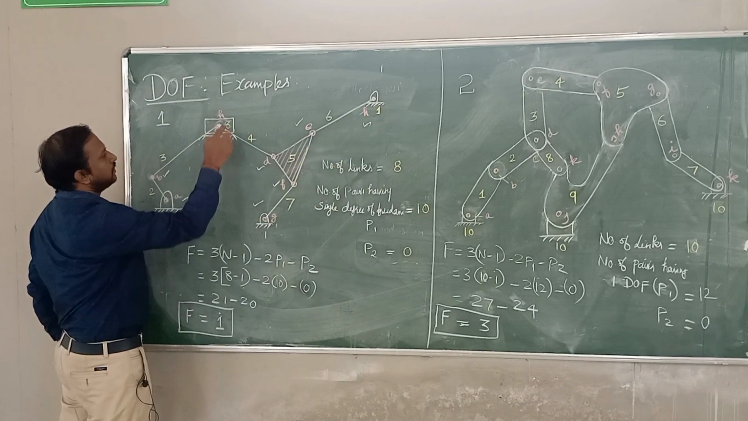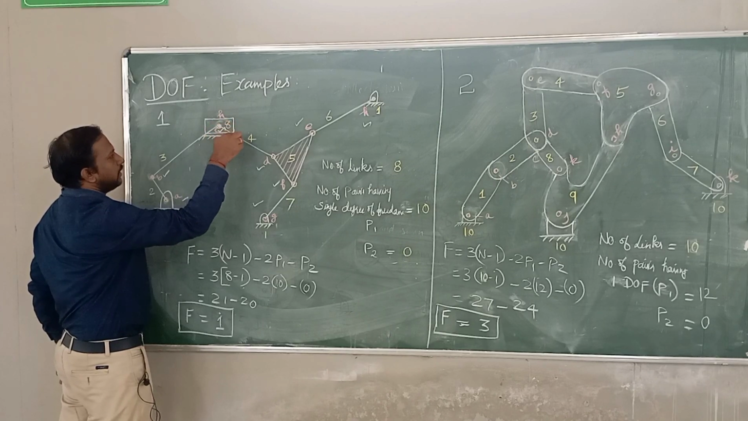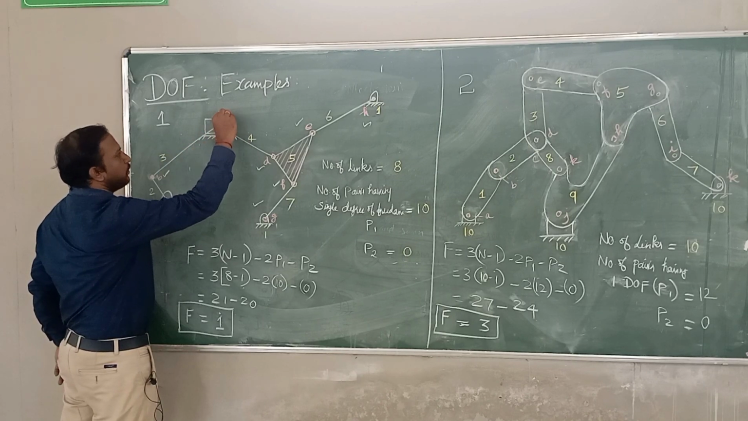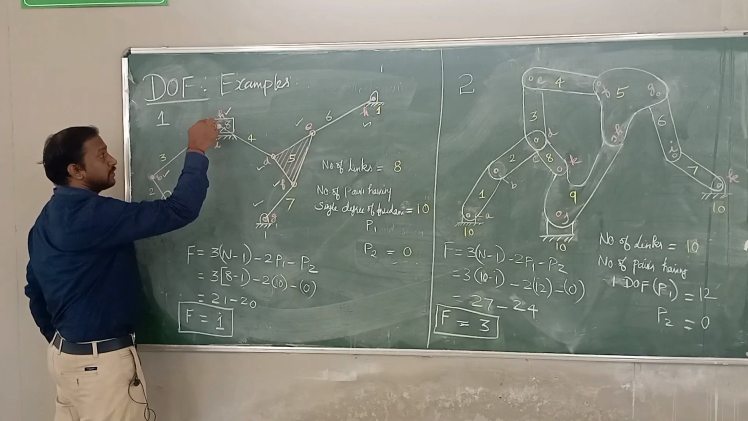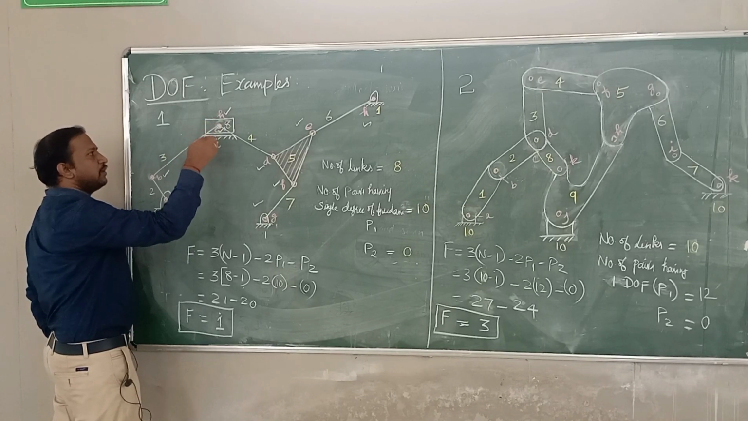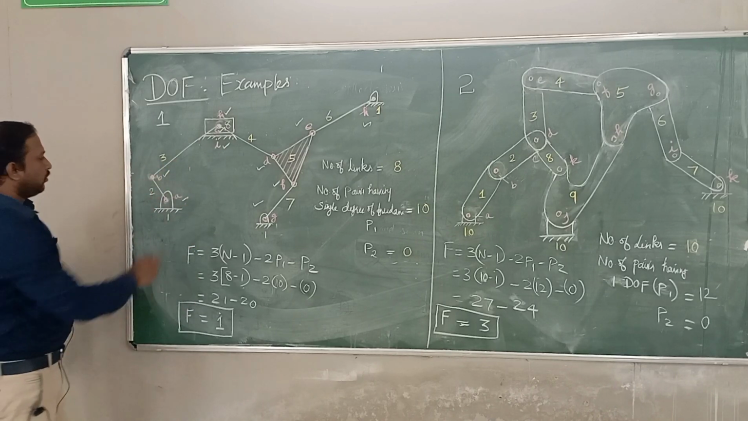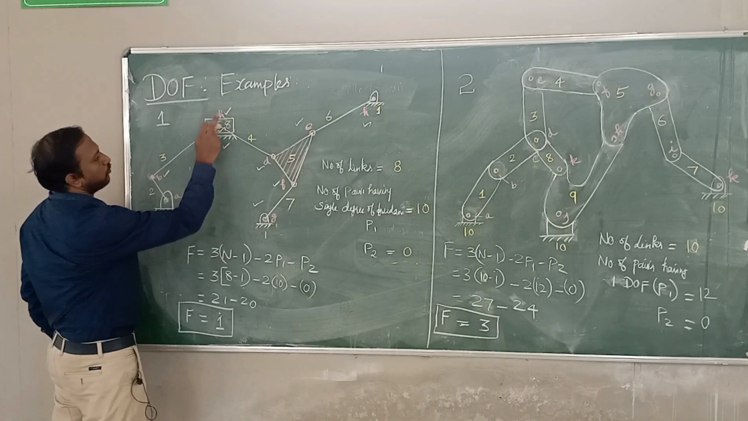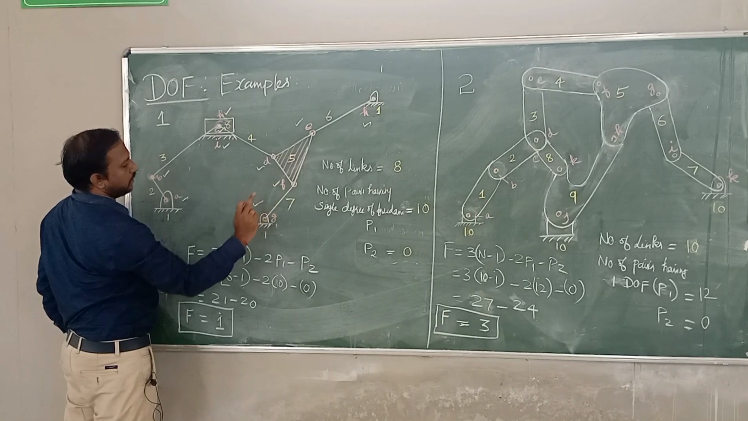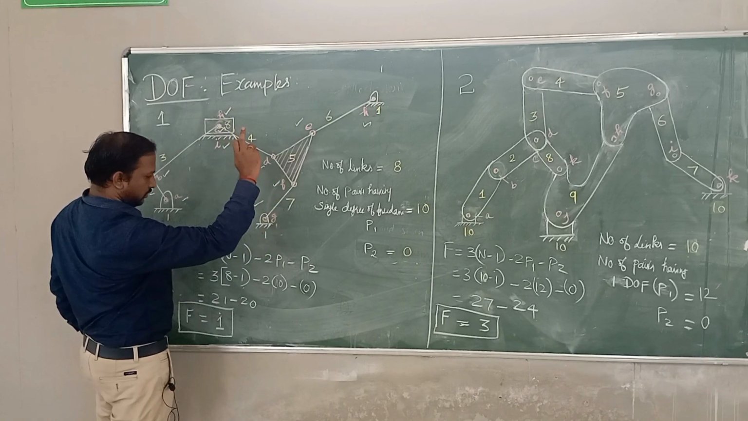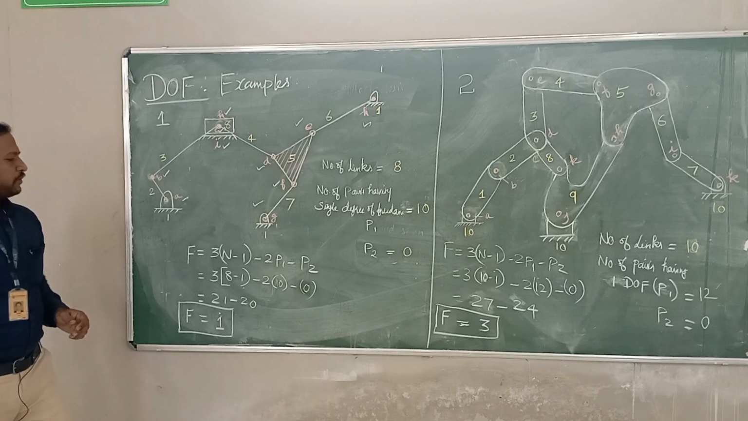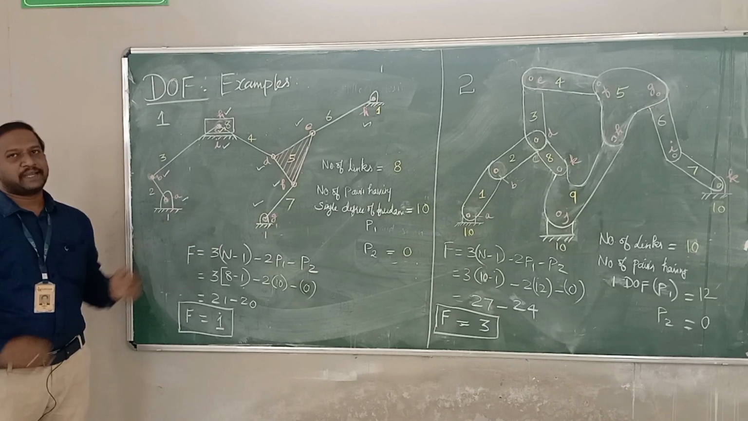Here we have the slider and the link joining 3 and 4, which makes one pair, and the slider which is fixed on that fixed link makes one more pair. So totally I count all the pairs: 1, 2, 3, 4, 5, 6, 7, 8, 9, 10. So totally we can arrive at 10 pairs in this mechanism.